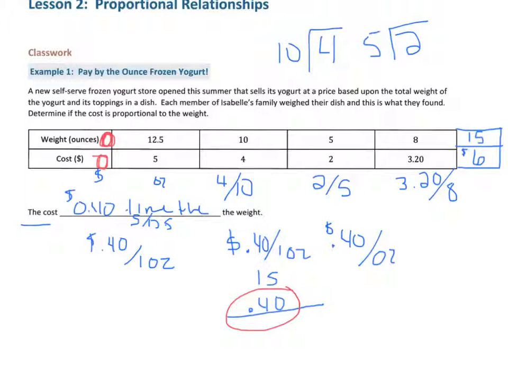So let's say the weight, that's our independent variable, is going to be our x. So how do you find y for every x? Well, we know that every time we multiplied by 40 cents. And that, again, was our rate.